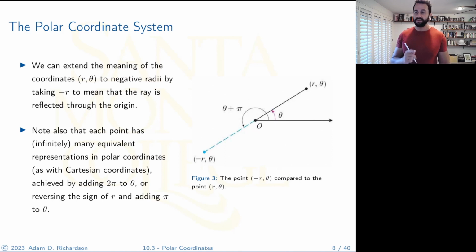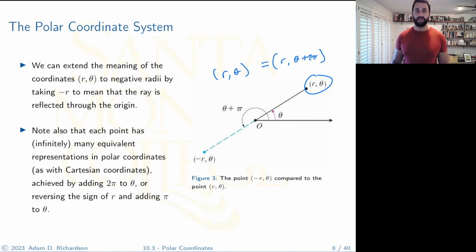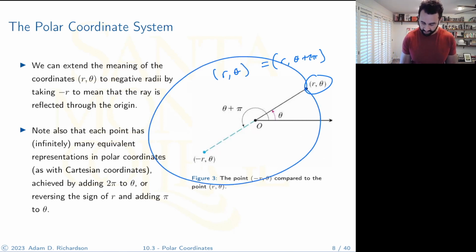The other thing is this: each point in the plane has infinitely many equivalent representations in this polar coordinate system. And the way that you can achieve that is basically by adding 2 pi to each angle. And every time you add 2 pi, that's a full rotation of the circle. So for example, this point right here, r comma theta, is equal to the point r comma theta plus 2 pi, because that just involves going all the way around the circle once and ending up back where you started.